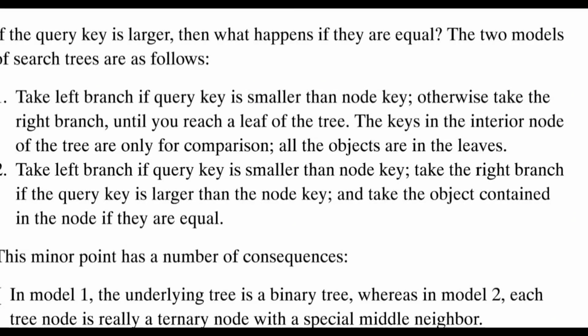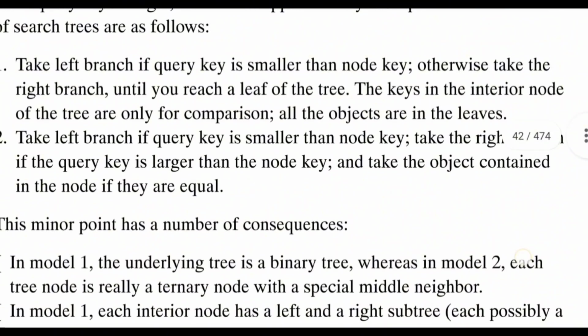We are finding what we have to do if both are equal. They have simplified this. Next one is the minor points. They have a number of consequences in these models. They have mentioned them here. Okay.